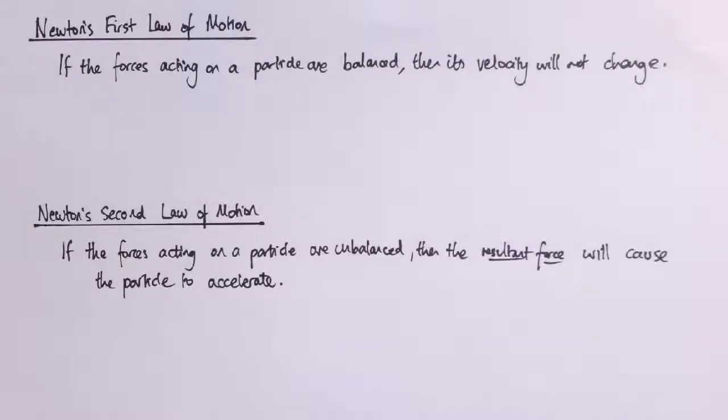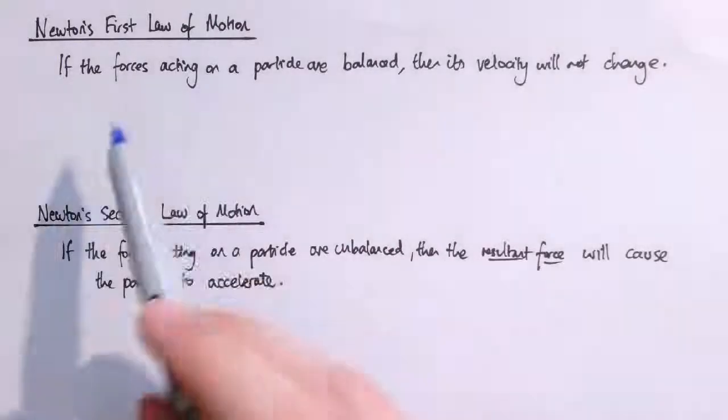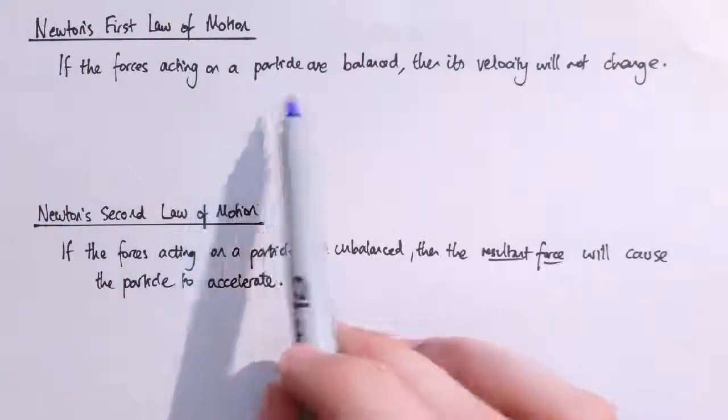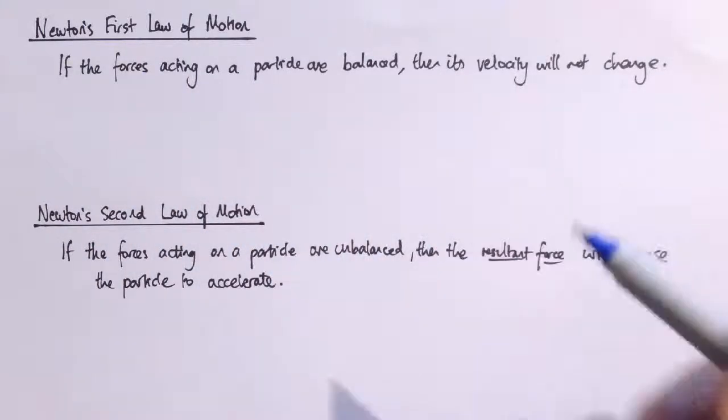So here are Newton's first and second laws of motion, and as we'll see, they're actually really one and the same thing. So Newton's first law of motion says that if the forces acting on a particle are balanced, then its velocity will not change.